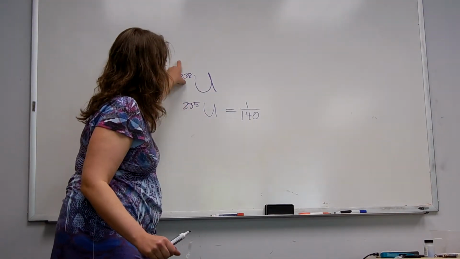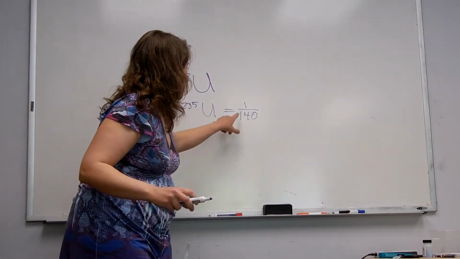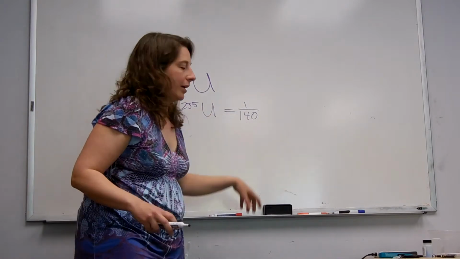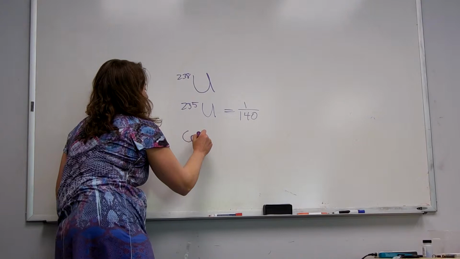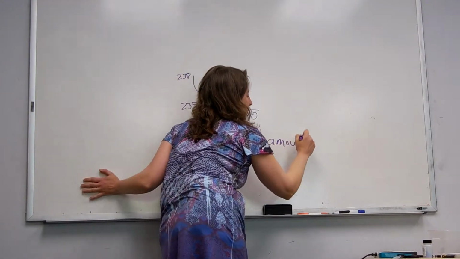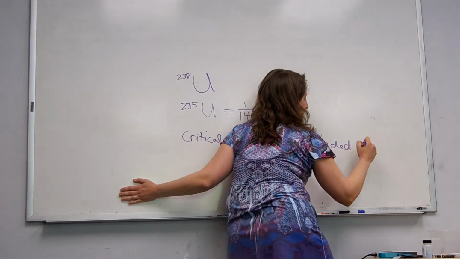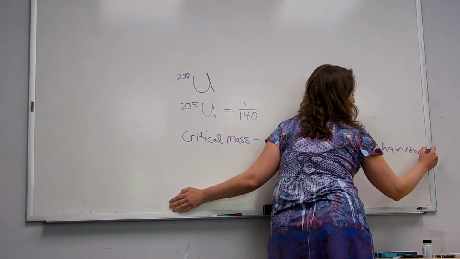But that's the general idea: somehow they're able to centrifuge it to separate the differences in mass, to concentrate the amount of U-235, and then purify it so there's more and more U-235 in a sample. So instead of 1 out of every 140, there'd be lots and lots out of every 140. Once you have enough, you call that critical mass. Critical mass is the amount needed to sustain a chain reaction. And here's how that works.